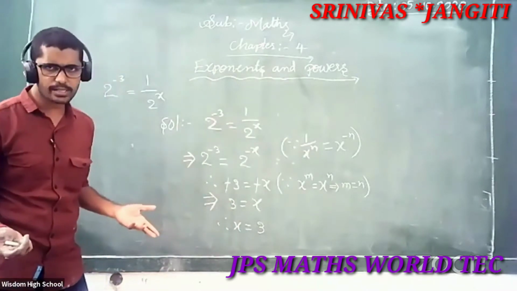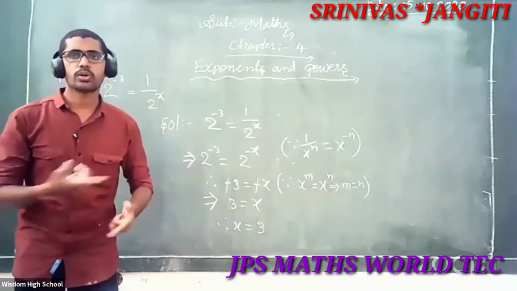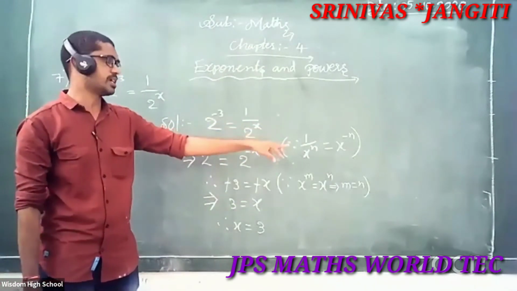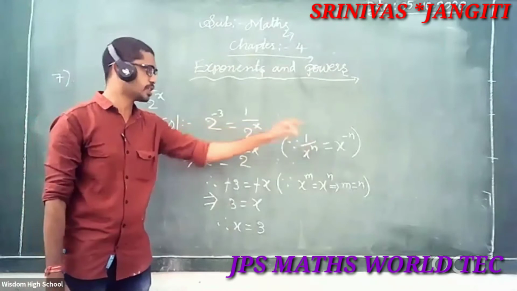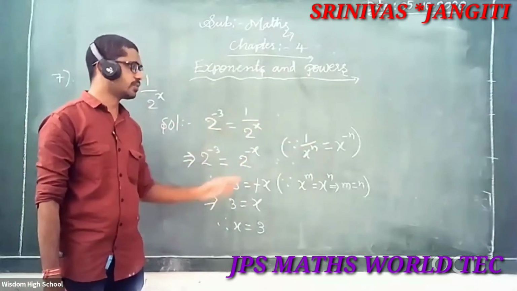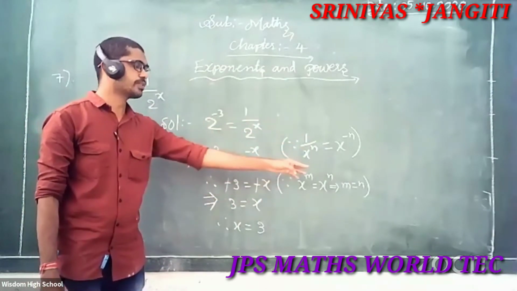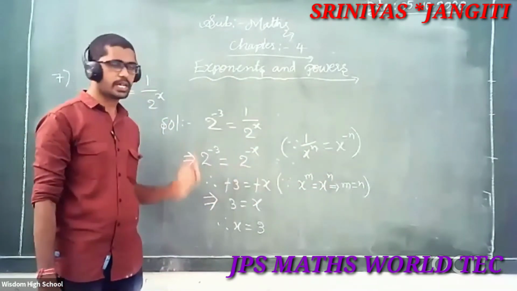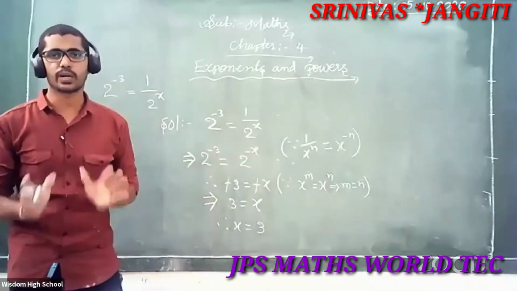Is there any doubt, friends? Come on, note down. So simple. Here also, what are the laws? Two laws. One is 1 by x to the power of n is equal to x to the power of minus n. Another one is x to the power of m is equal to x to the power of n, that implies m is equal to n. When the bases are equal, then the exponents are equal.